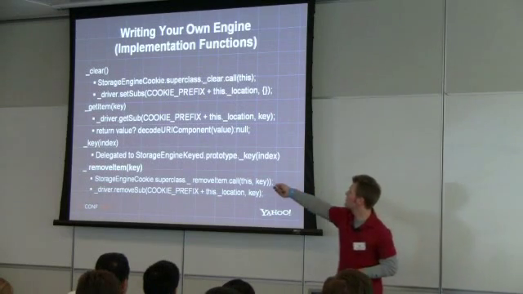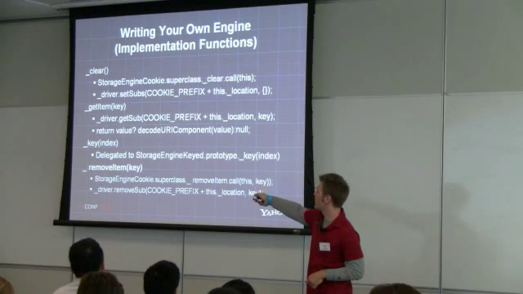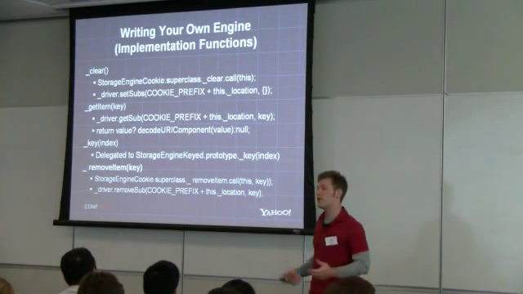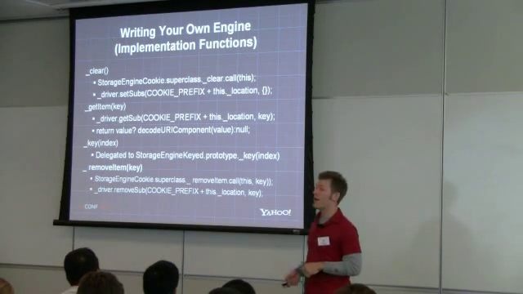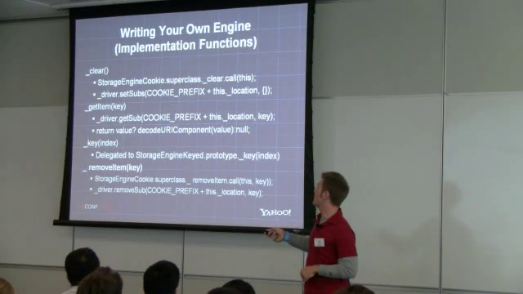Here's a good example. You see this engine is implementing the protected clear method, the get item method, the key method, the remove item method. Anytime you're creating your own engine, there are 6 methods that need to be implemented.